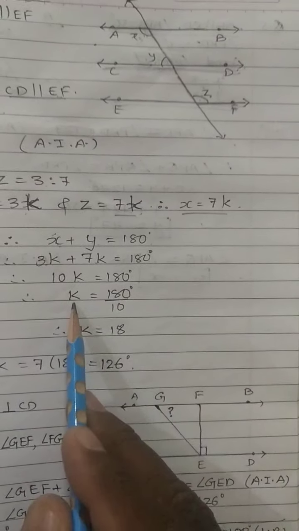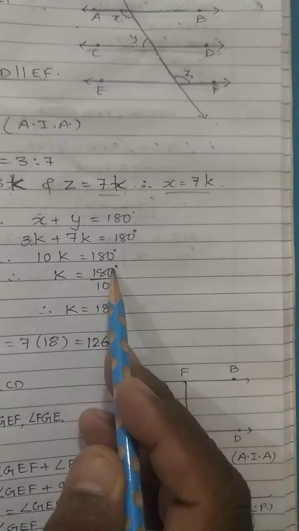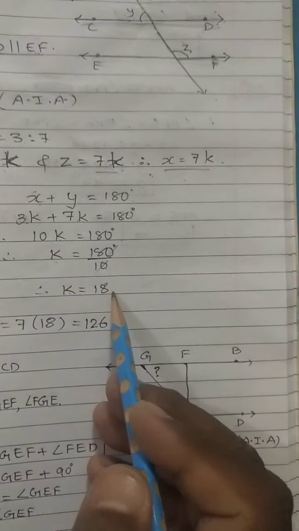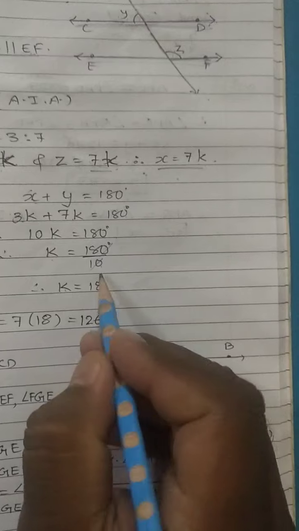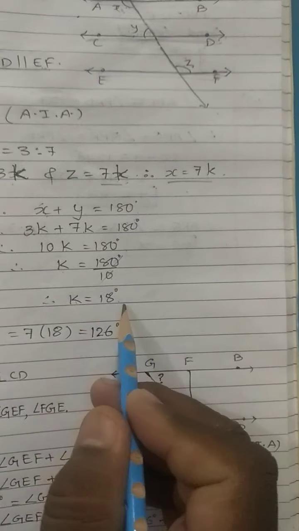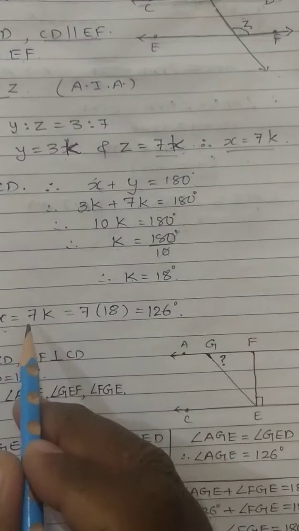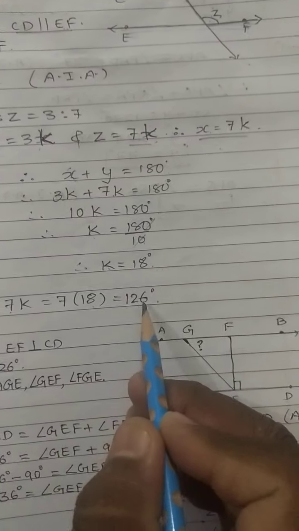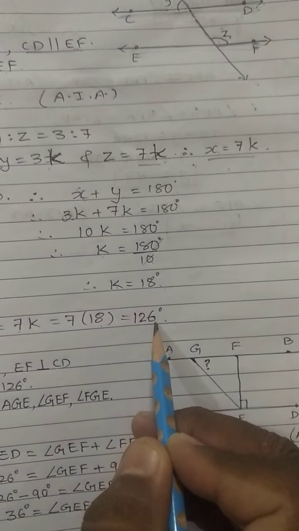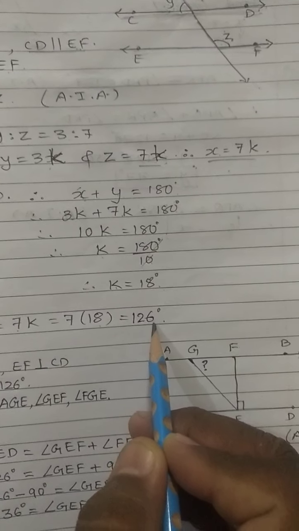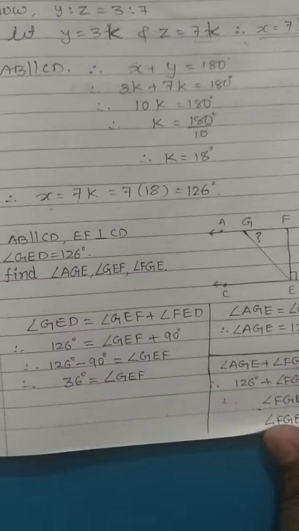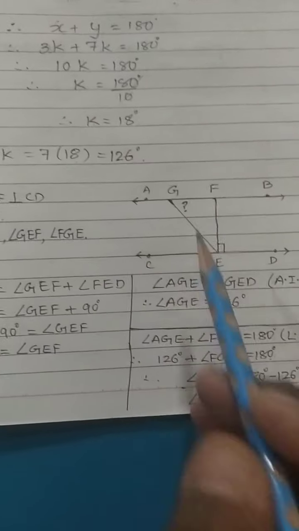10k is 180, so k is 180 by 10. Zero zero cancel, so k is 18 degrees. Right? And if k is 18, then can we find out X now? X is 7k, so 7 into 18, which is 126 degrees. Right? Okay.